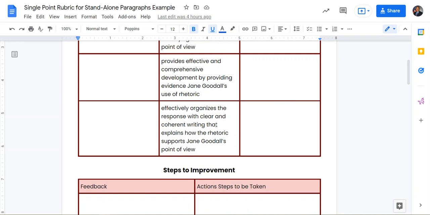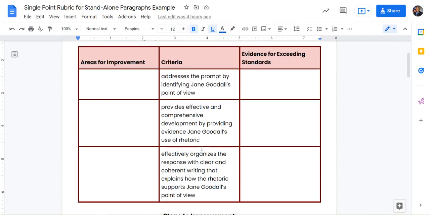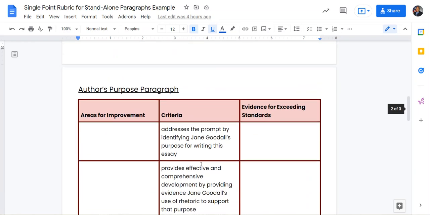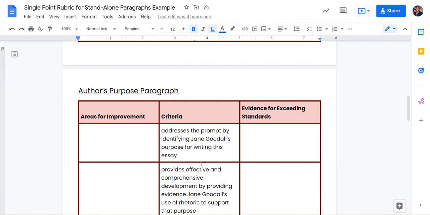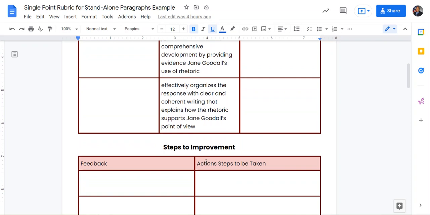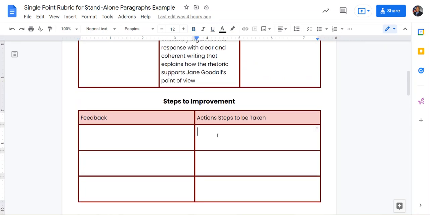That's language straight from the rubric. And how are they going to do that? They're going to explain how the rhetoric supports Jane Goodall's point of view. So this is a rubric for one paragraph, for the one paragraph assignment. We have one for the point of view paragraph, and also we have one for the author's purpose paragraph. So something I added to this assignment because I wanted it to be something that the students could use is that I had them look at the feedback that I provide, and then I want them to write down the action steps that they're going to take based on that feedback.